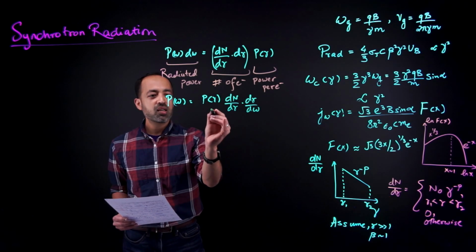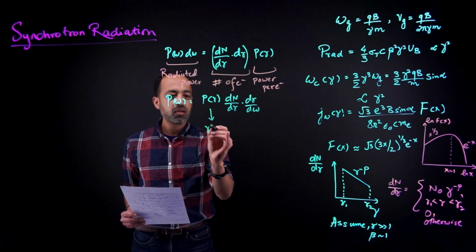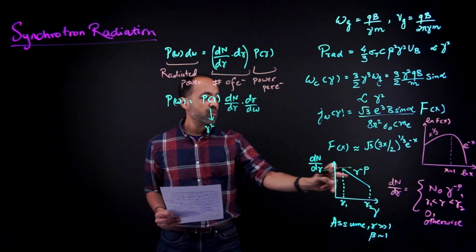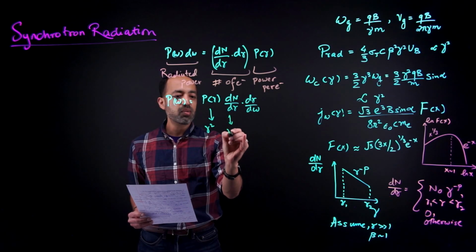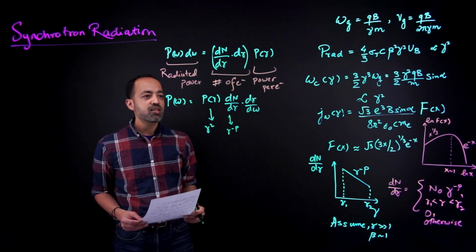So P gamma is proportional to, as we have up here, gamma squared. And then dN d gamma, we have down here, is proportional to gamma to the minus p. And that leaves us d gamma d omega. So what is this d gamma d omega?